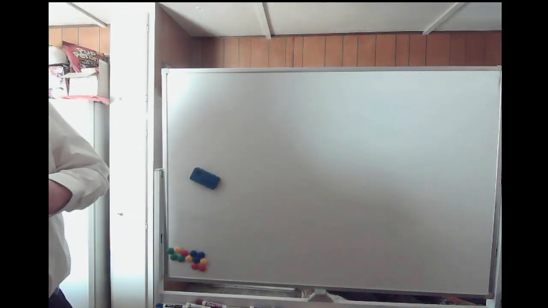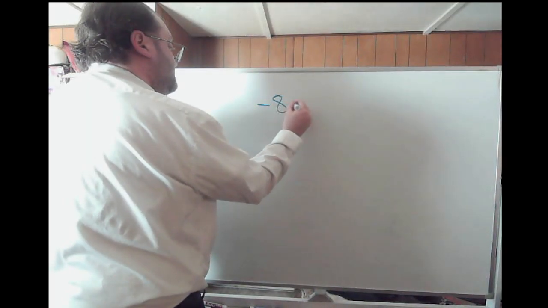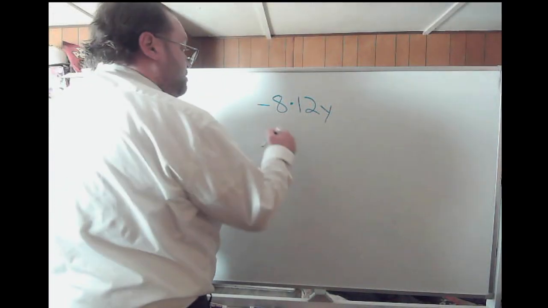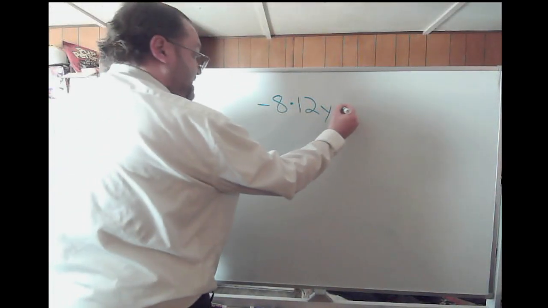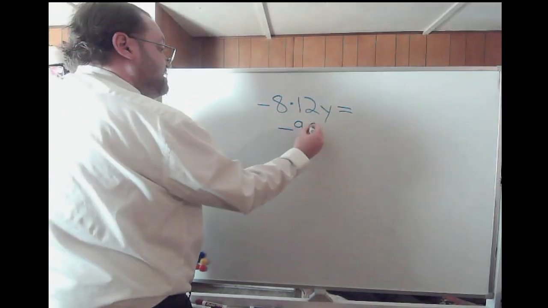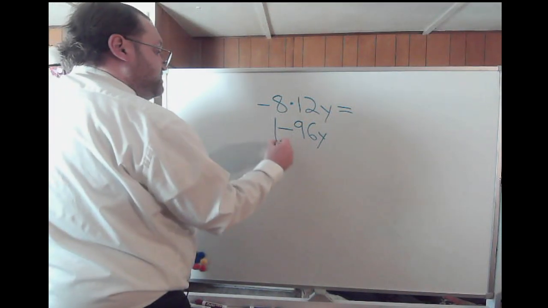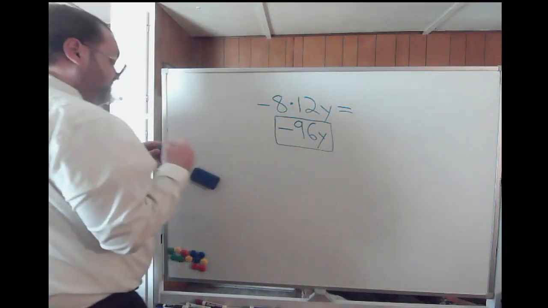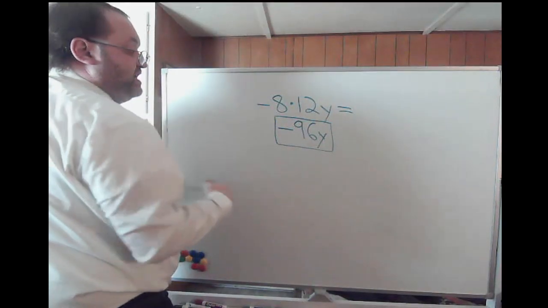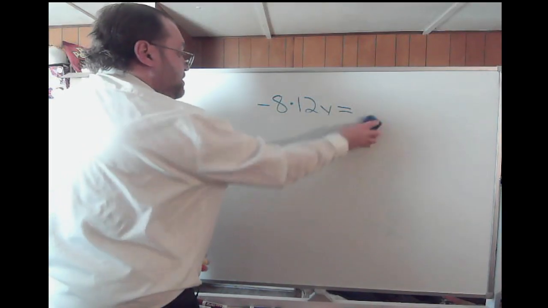Let's do another. You'll have negative 8 times 12y. Well, you have a negative times a positive. That's going to be a negative. So you have negative. 8 times 12 is 96. And then that's times y. So you'll have negative 96y. So that would be your answer, negative 96y, because it's 8 times 12 times y with a negative sign hanging out there.